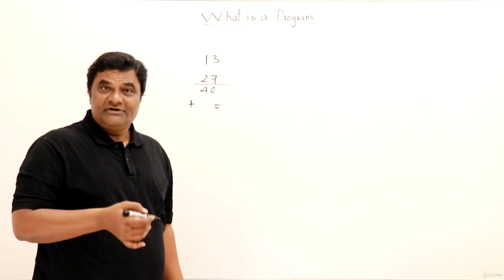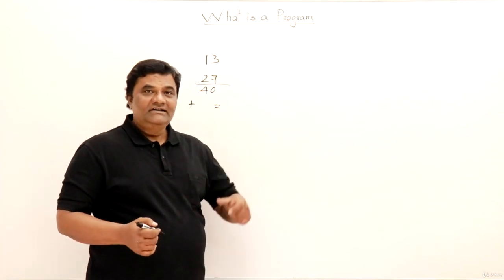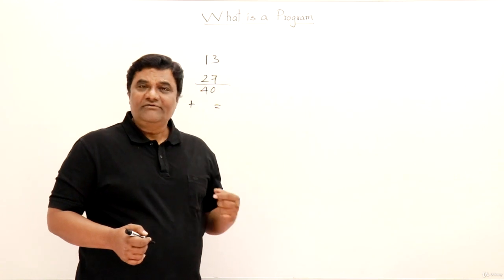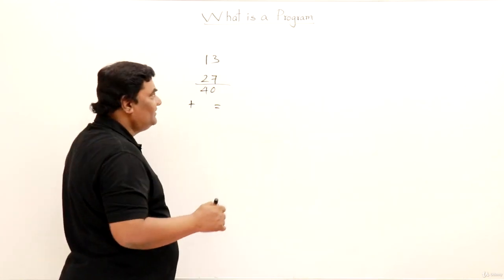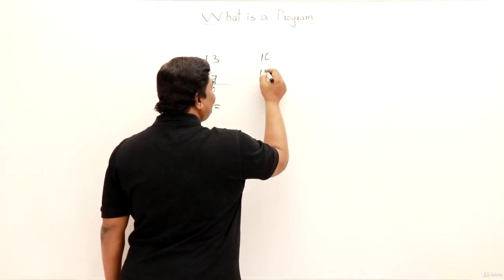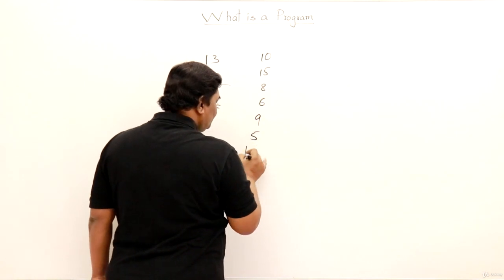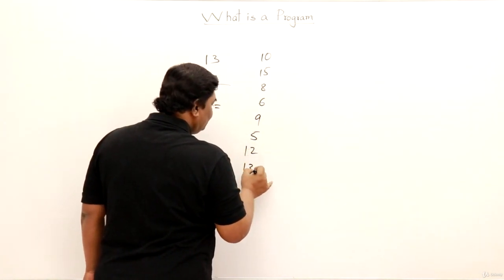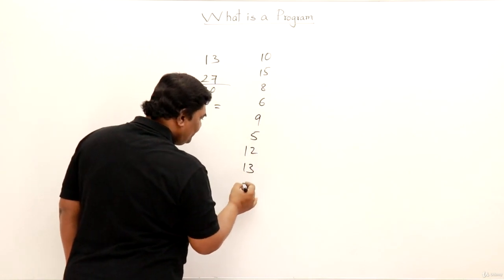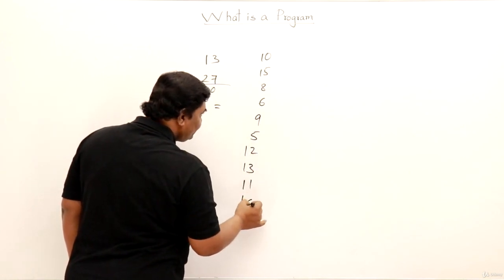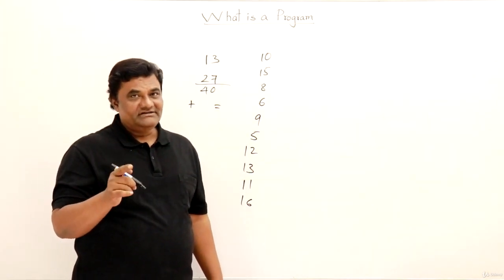So I can use a calculator for adding two numbers, a simple task. I don't need a computer for this one. Then next, if I have a list of numbers and I want to calculate the average of those numbers, I'll just write down a few numbers here: 10, 15, 8, 6, 9, 5, 12, 13. So 1, 2, 3, 4, 5, 6, 7, 8. I will add a few more numbers, 11 and 16. So I have a total of 10 numbers and I want to find the average of these numbers.